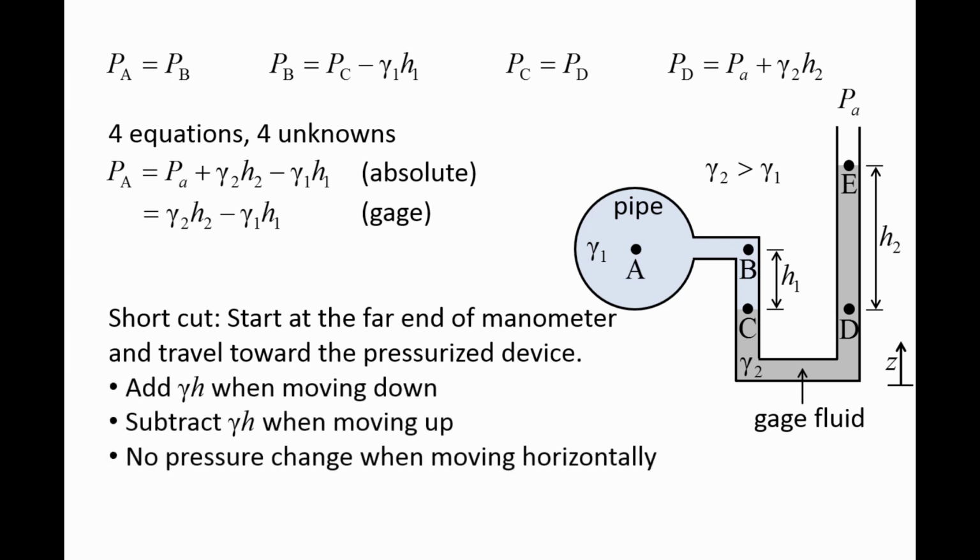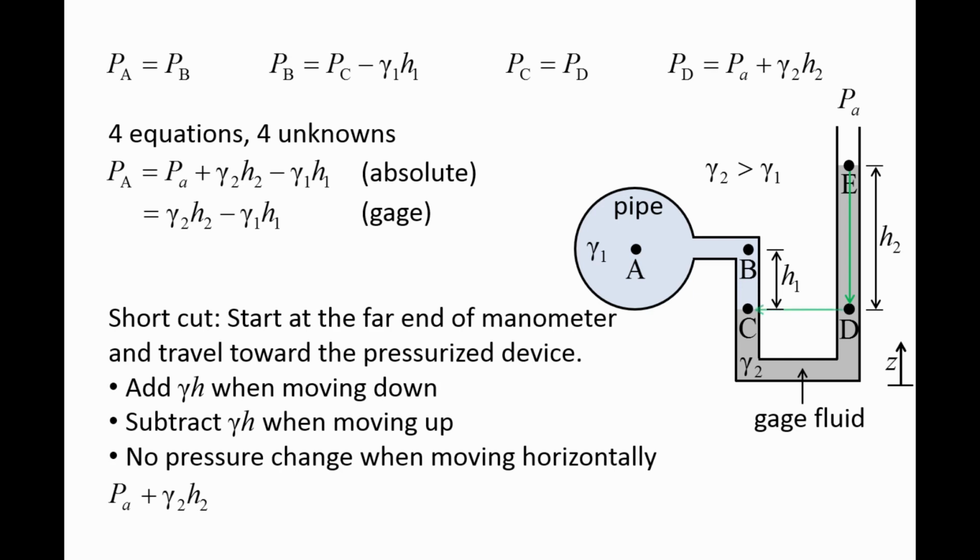We will add a factor of gamma times h when moving downward through a continuous fluid. We will subtract a factor of gamma h when moving upward through a continuous fluid. And we can jump horizontally between adjacent sections of the tube if the fluid is continuous between the 2 points. So let's start at point E, where the pressure is the ambient pressure. As we travel downward from point E to point D, we add gamma 2 h2.